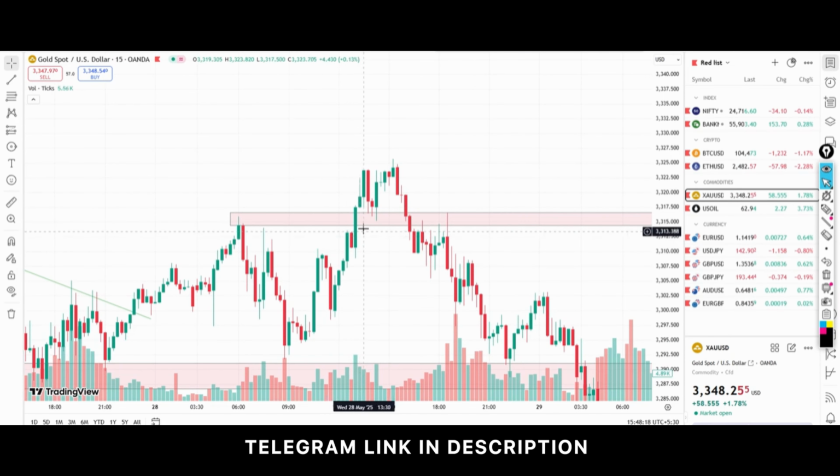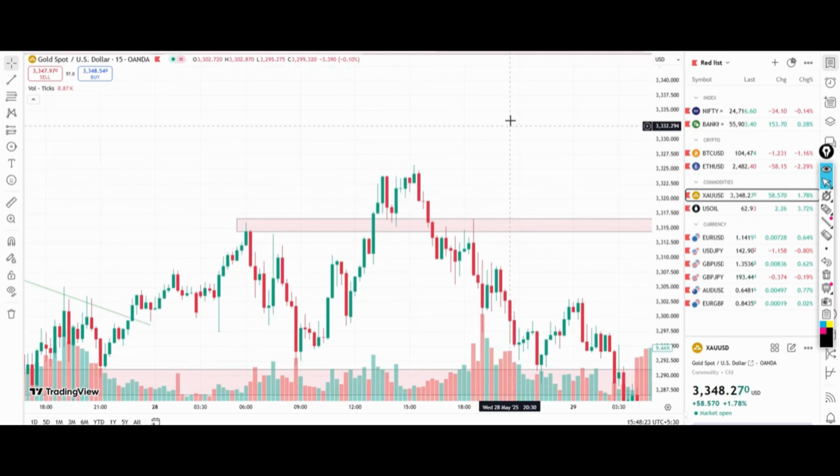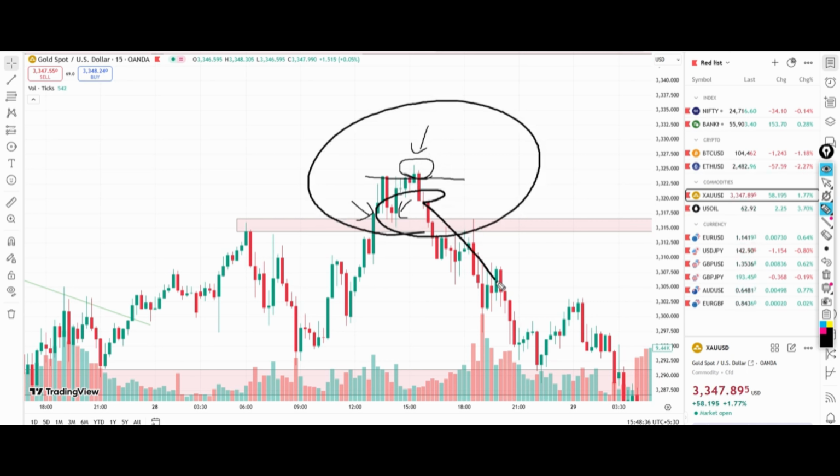1. Where did the breakout start from? If it came from far below, be cautious. 2. What does the volume say? If volume is low, there's a higher chance it's fake. 3. How is the retest behaving? If it's smooth and controlled, it's likely real.